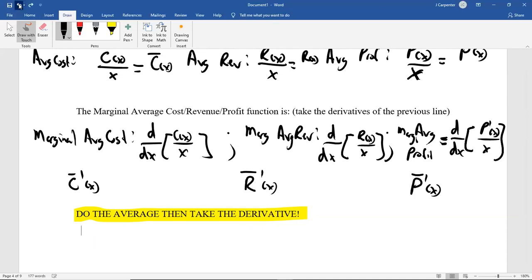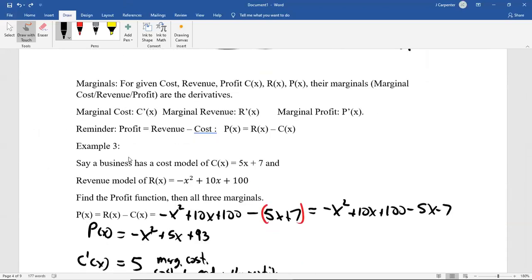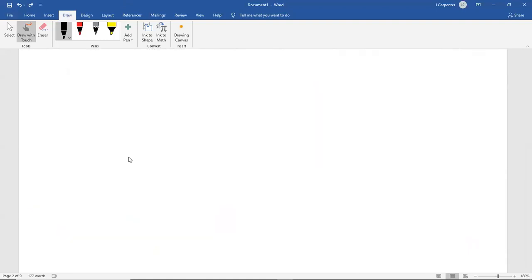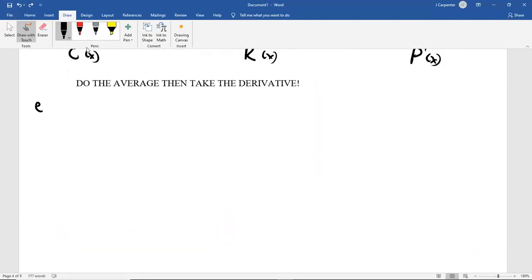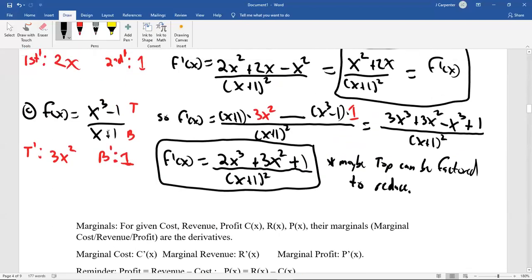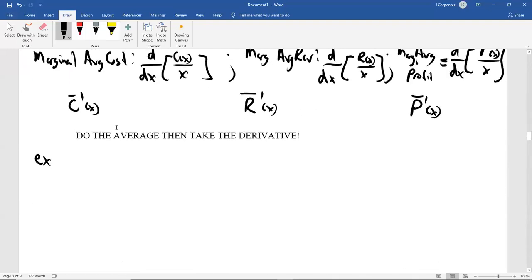I'm going to draw this way. So example three. No, example four. Yes, example four. Because I typed the last one, it threw me off. Where I wrote example, that is to say. All right.